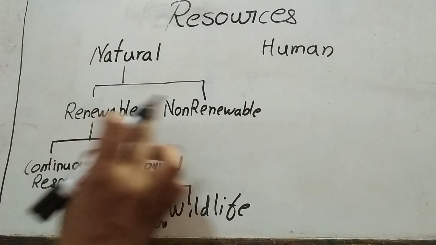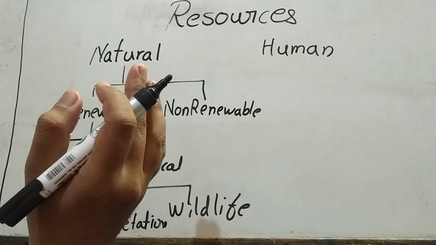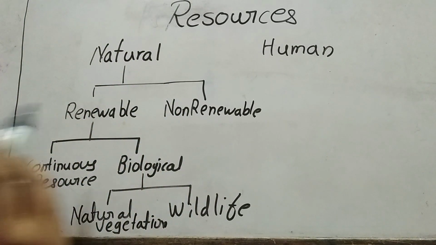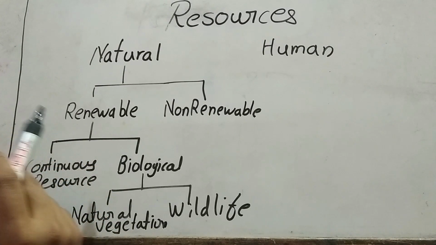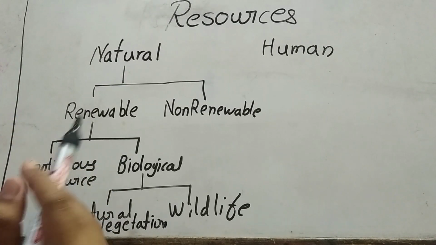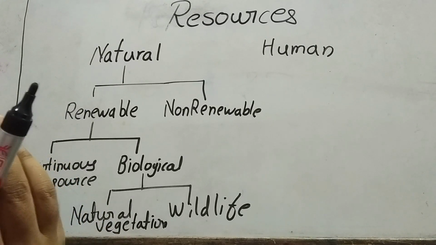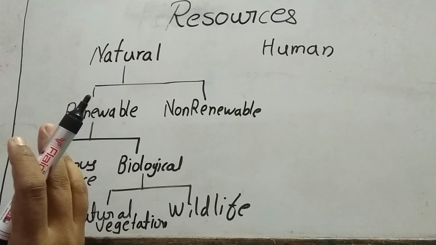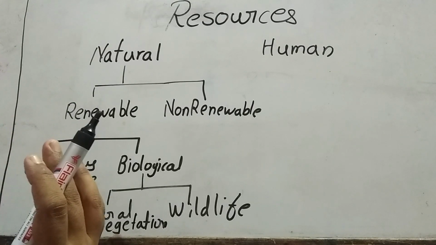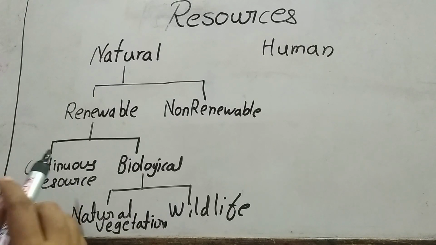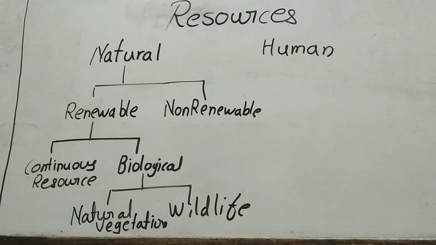Natural resources, renewable, non-renewable. We already completed this in last section. I am just giving you this for revision purpose. Renewable resources are resources which can be renewed within certain period. After completion of certain time, those resources can renew themselves, replenish themselves. One is continuous resources, another is biological resources. We can call it non-biological and biological.